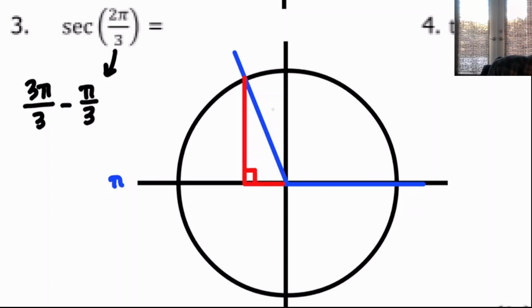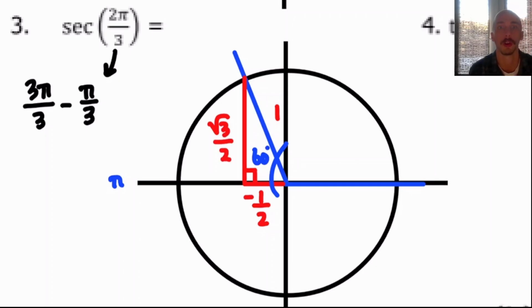Okay, on the unit circle, hypotenuse is 1. Okay, this is a 30, 60, 90. Okay, I'll just, best I can, label that's a 60-degree reference angle. And then short leg's a half, long leg is root 3 over 2. Think about what's going to be negative. It's going to be the horizontal leg.